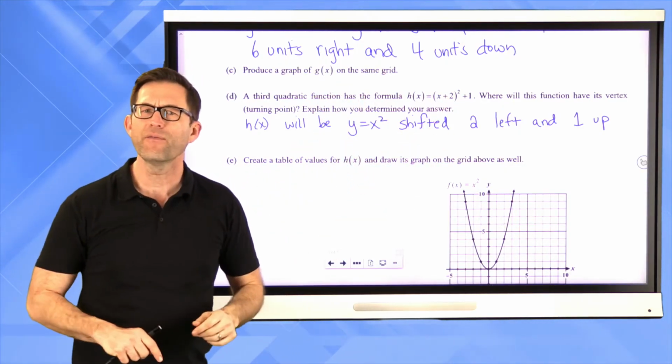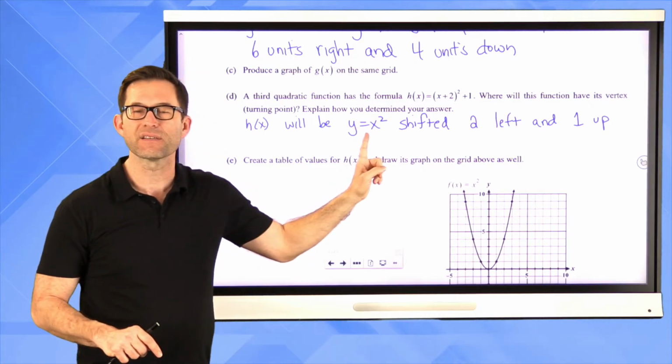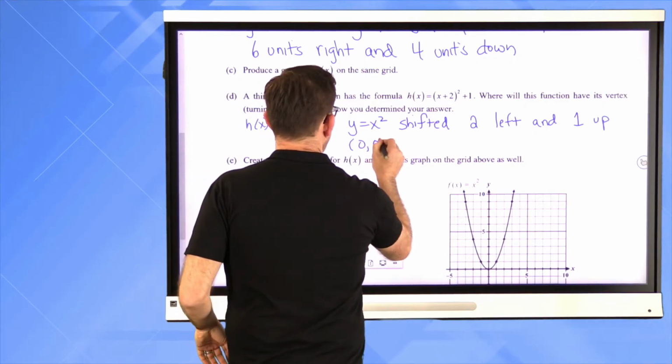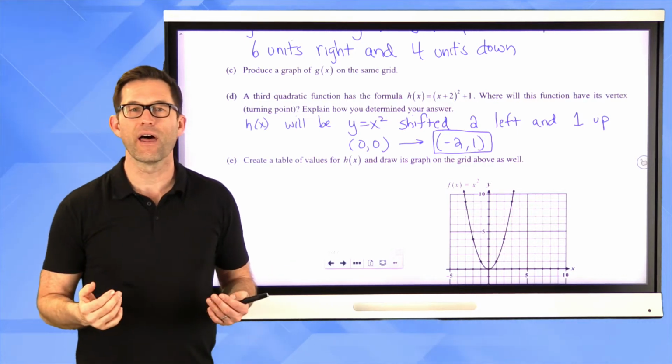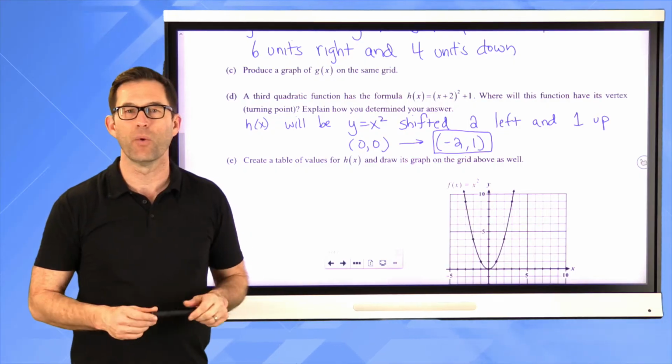So how can I figure out my turning point based on that? Well, the point is this thing has a turning point at 0, 0, right? So our new one will now have a turning point at negative 2 comma 1. I take my 0, 0, I shift it 2 units to the left and 1 unit up, and it now has a turning point at negative 2 comma 1.